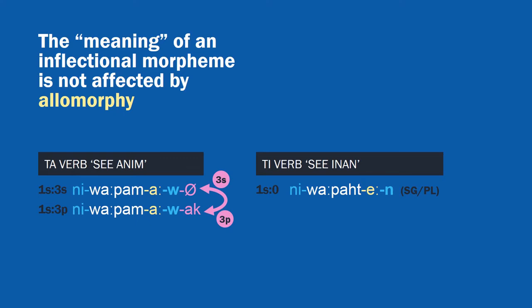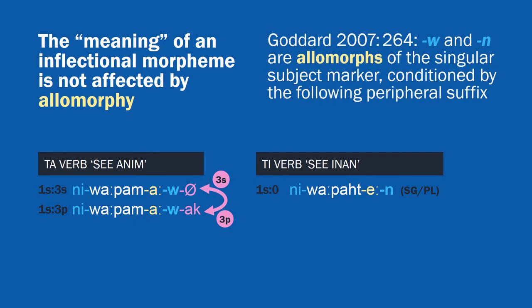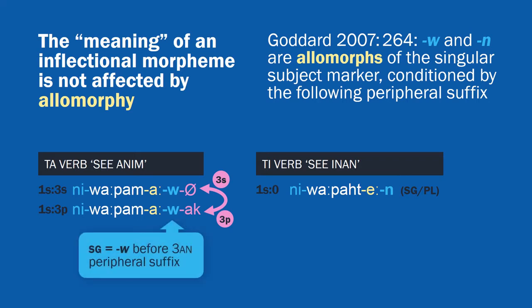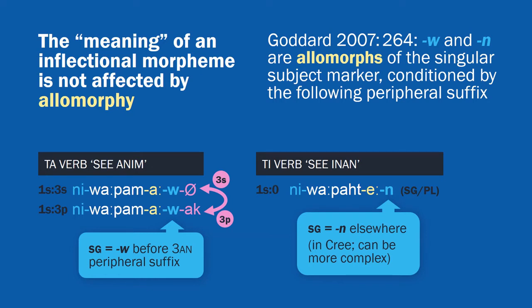Now we have the ingredients to understand what's going on with the difference between W and N. As Goddard has argued, W and N are actually just two allomorphs of the same morpheme. The morpheme is a singular subject marker, as we already concluded from looking at the TA and TI paradigms. The singular subject marker is realized as its W allomorph when it is followed by an animate third-person peripheral suffix. And it's realized as its N allomorph elsewhere, at least in Cree. Most of the other languages have a third allomorph, but the overall principle is still the same.